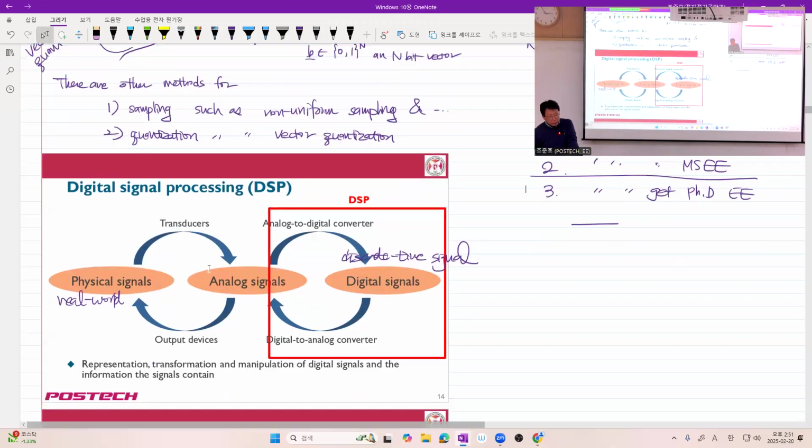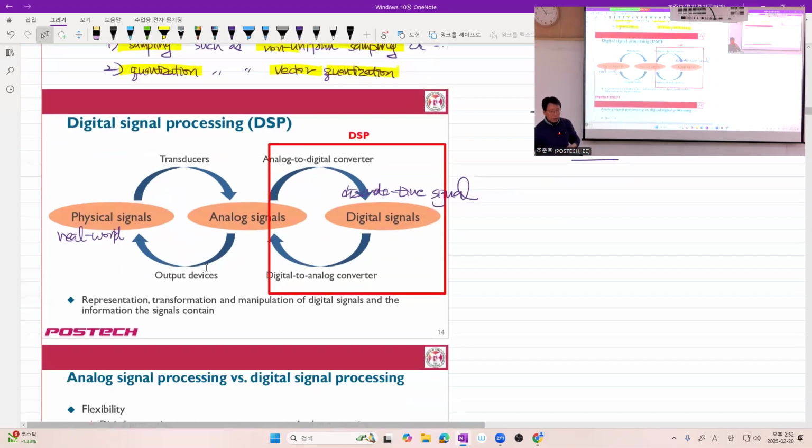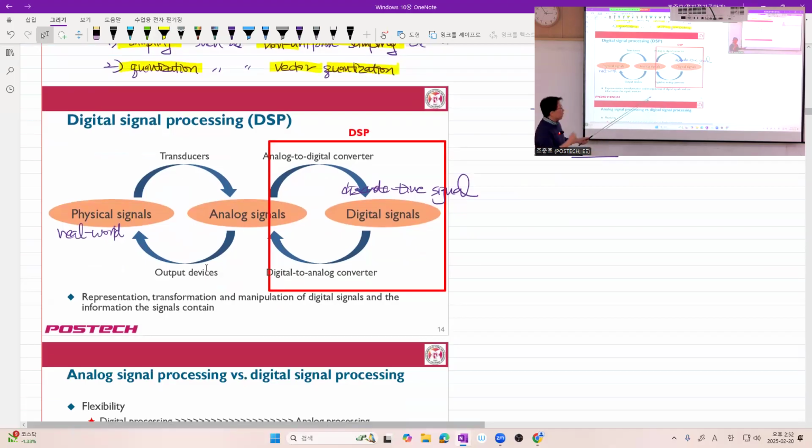Anyway, I've just said that there are many sampling methods other than uniform sampling, and these are called non-uniform sampling. And there is not only scalar quantization, but also vector quantization. So please remember that. And this picture summarizes it visually. Some of you already know that. I always say that simplification and visualization are very important.